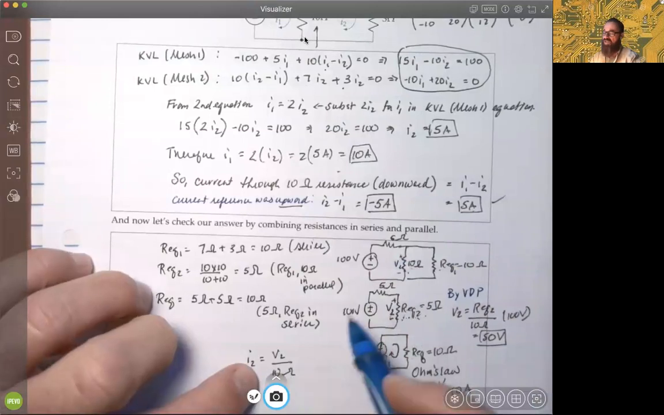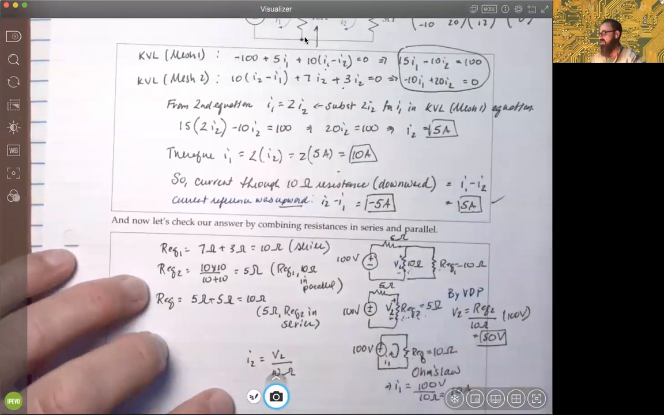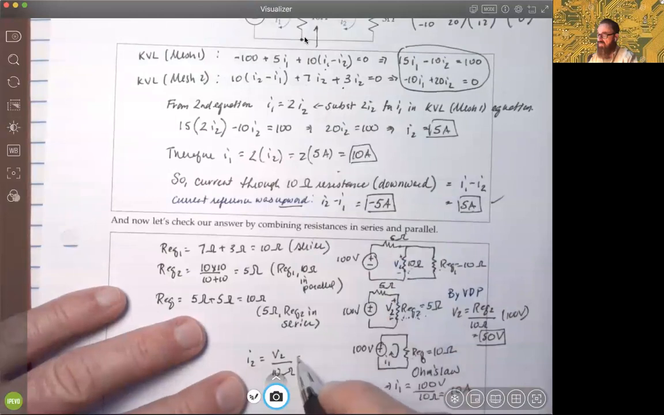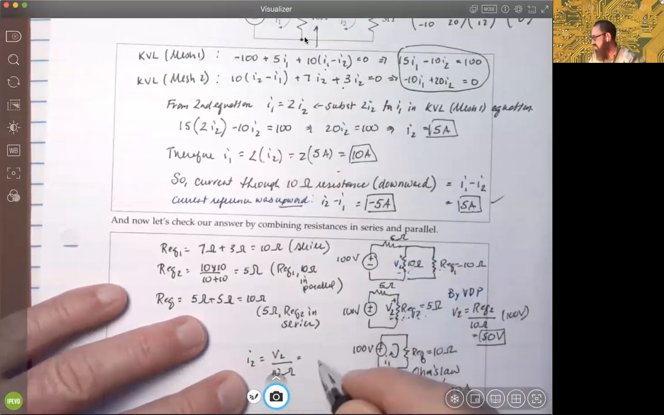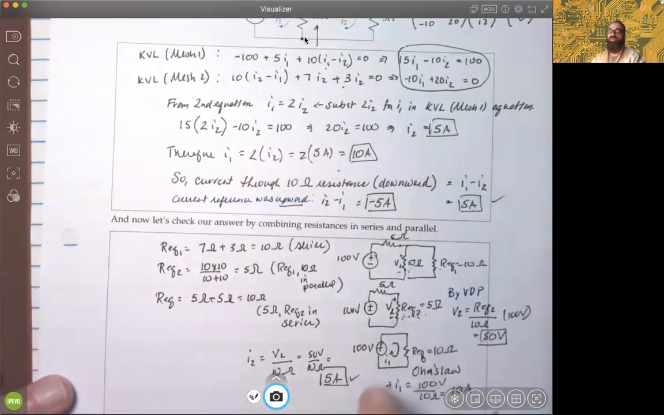Therefore, I have the voltage through the 10 ohm resistance, and I'm dividing it by 10 ohms. And of course, this is going to be 50 volts divided by 10 ohms. And there we have it, 5 amps, which is the correct answer, according to what we did with mesh currents, right? Again, this is just what we've done before.